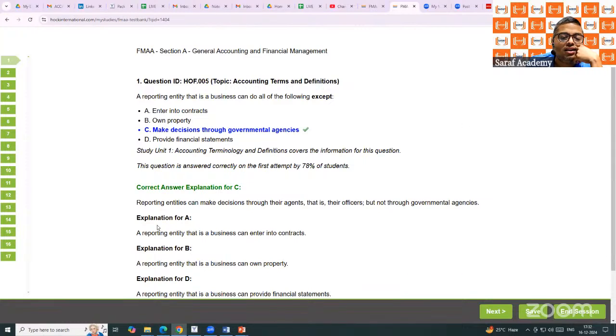They have written, reporting entities make decisions through their agents. These are their officers, but not through governmental agencies. A reporting entity that is a business can enter into contracts, can own property, and can provide financial statements. But they will be taking decisions based on their agents, but they cannot become the government.